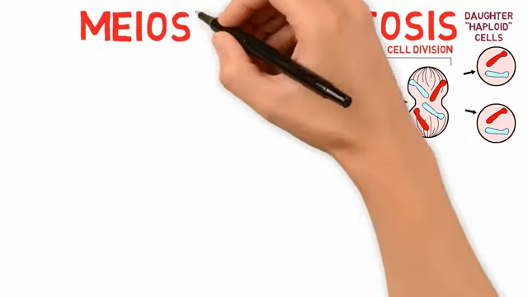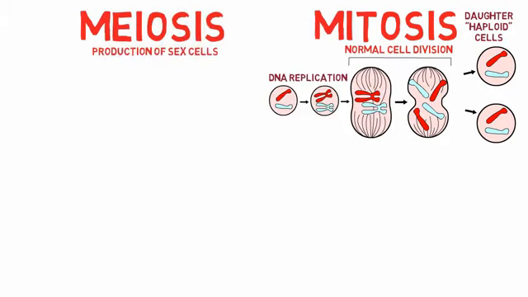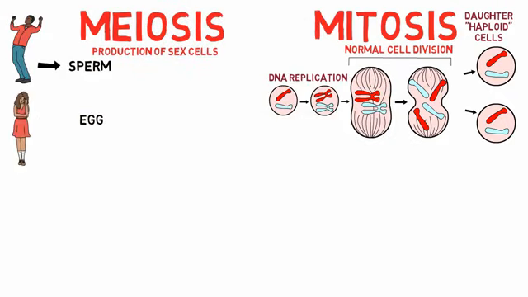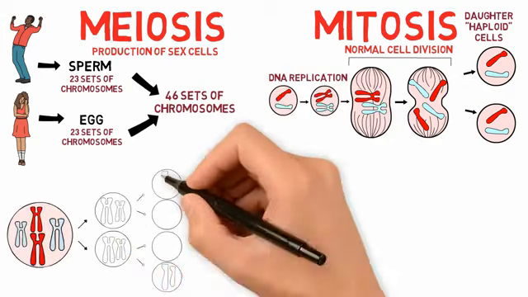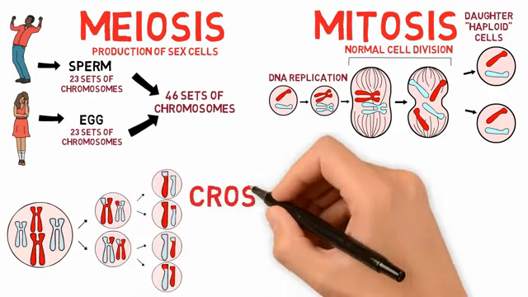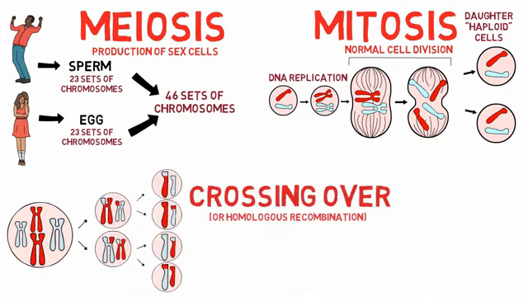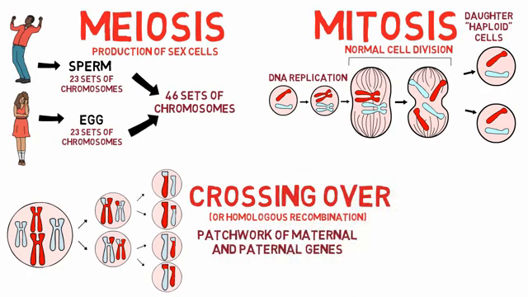Another kind of cell division called meiosis occurs in the production of sex cells, the sperm or egg, which are unique because they only contain 23 chromosomes, not 46 like in other somatic or non-sex cells. This is because they fuse in sexual fertilization to make a new cell that has 46 chromosomes. In meiosis, bits of chromosomes usually swap and reshuffle in a process called crossing over. This creates patchwork arrangements of maternal and paternal genes on chromosomes.